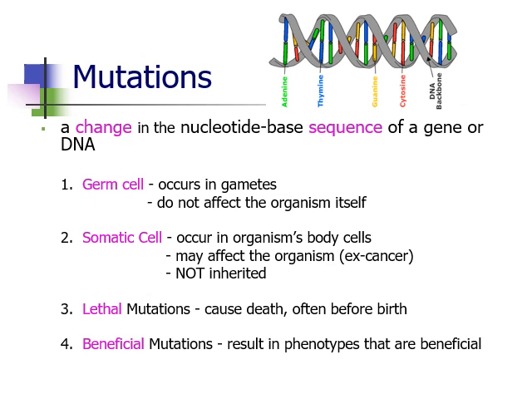So for this section of chapter 12, we're going to be talking about mutations, different types of mutations that can occur in the DNA in humans. Just as a review, a mutation is a change in the nucleotide base sequence of a gene or DNA.